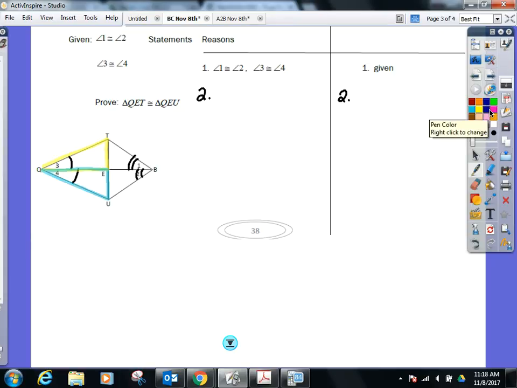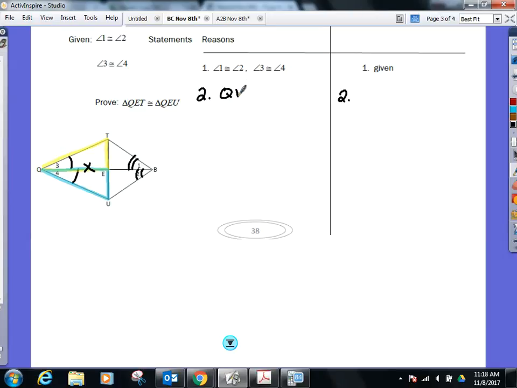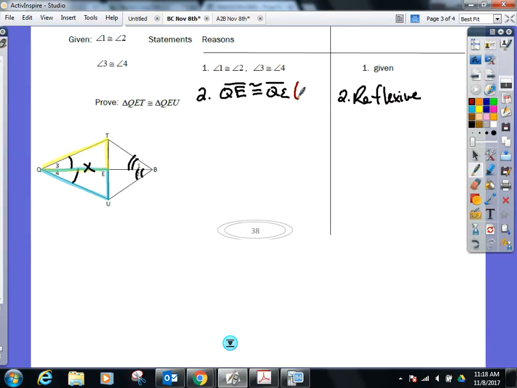Okay, so you saw a common side, QE. I like it. So QE congruent to QE. Q has provided us with a full pair of sides.